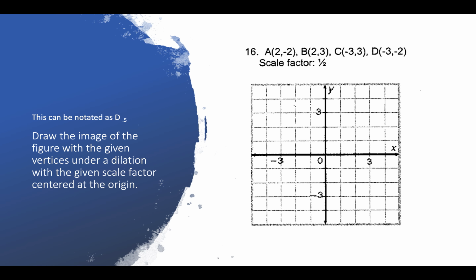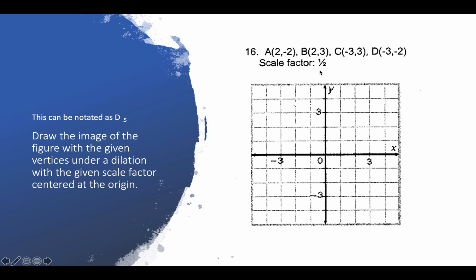The other type of problem you'll have to do is on a graph. And here are the numbers, and you could immediately put A at right 2 and down 2. B at right 2 and up 3, and label it B. C at left 3 and up 3, labeled C, and then left 3 and down 2, labeled D, and when you connect those, you have a square labeled ABCD.